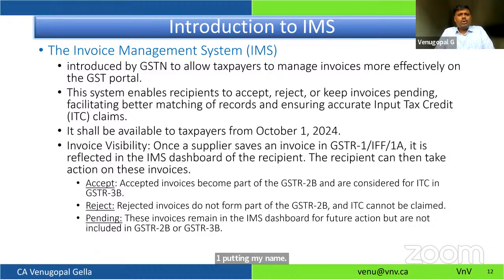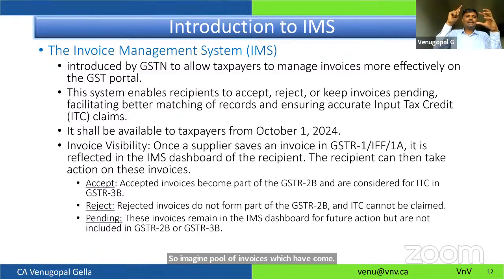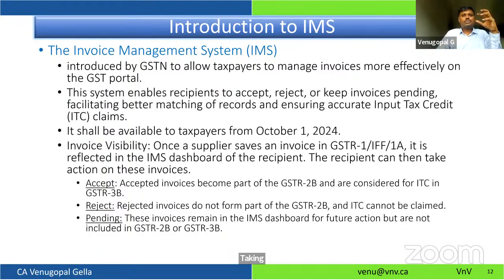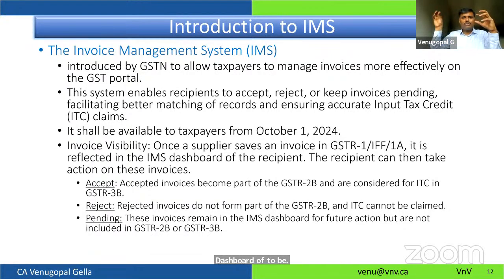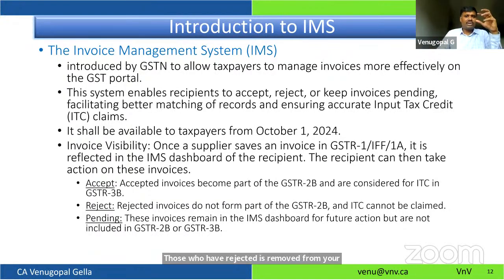Pending, I don't know at this point, I'll see it later, which was the concept of 4B2 earlier. Now, if the invoices remain in the IMS dashboard for future action, they would not be included in GSTR-2B or 3B. So imagine a pool of invoices which have come, and you will be ticking some. Those which have been ticked go to your 2B dashboard. Those you have rejected are removed from your 2B and go back to the vendor.